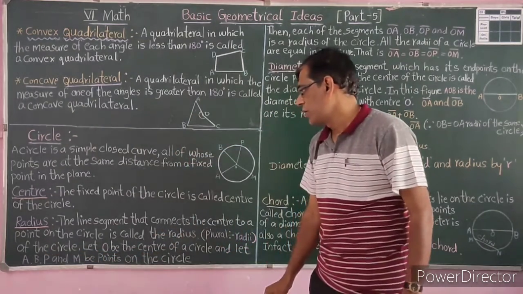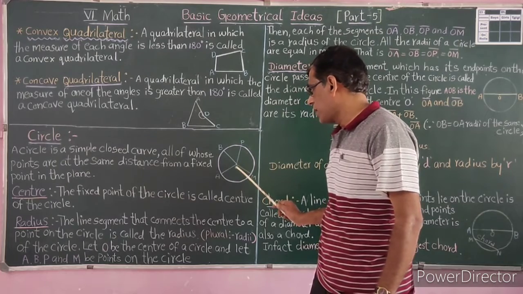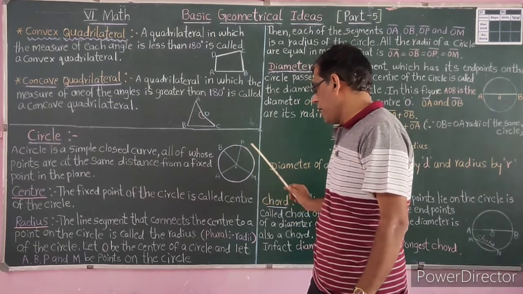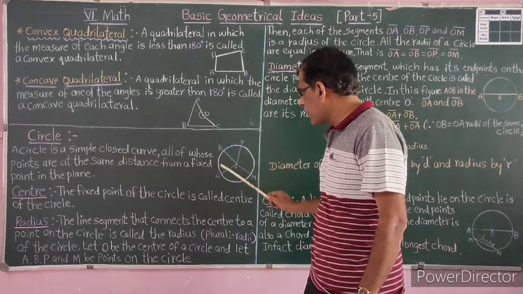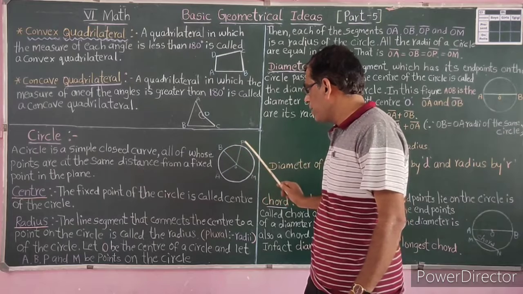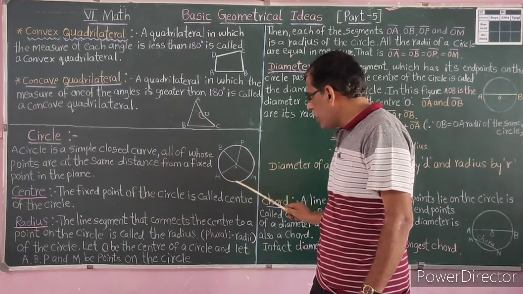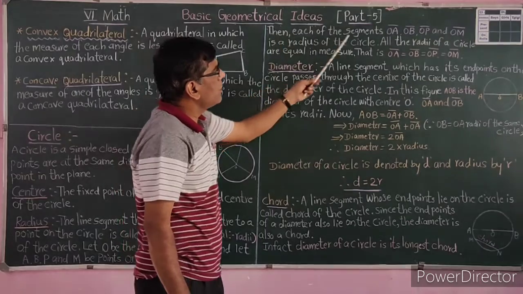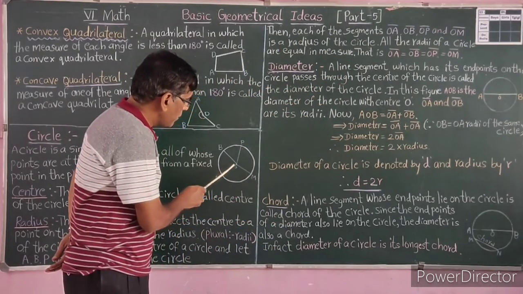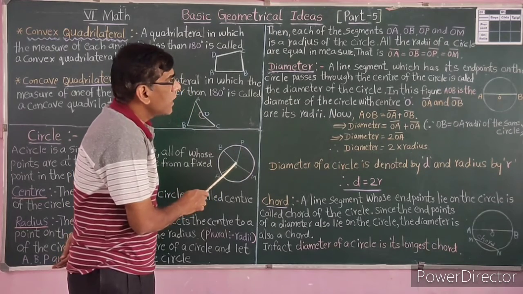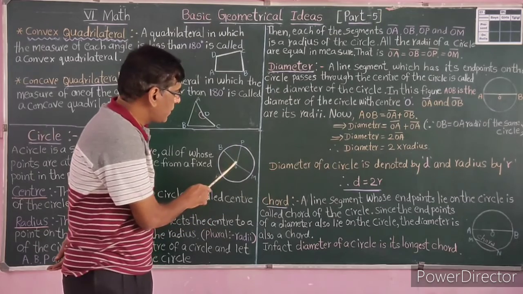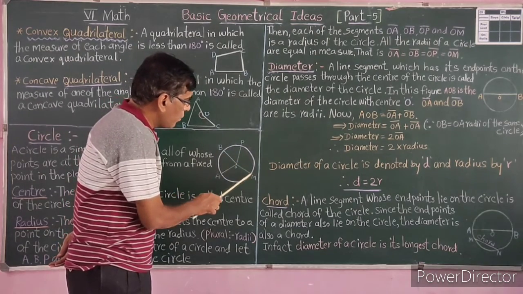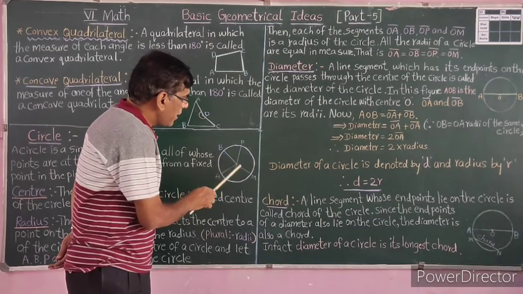In this figure, O is the center of the circle, and A, B, P, and M are points on the circle. Then each of the segments OA, OB, OP, and OM is a radius of the circle.